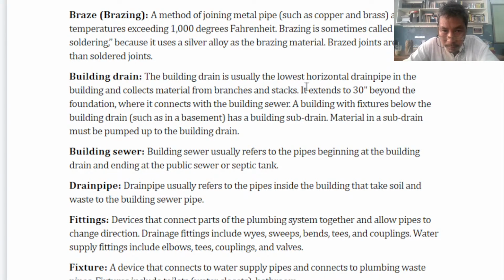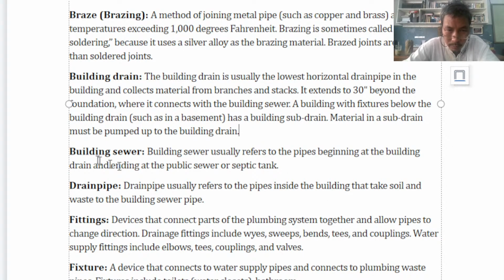Okay, and the building drain extends 30 inches, rather than 30 feet, beyond the foundation where it connects with the building sewer. So building drain is different from building sewer. A building with fixtures below the building drain, such as in a basement, has a building subdrain. Material in a subdrain must be pumped up to the building drain.